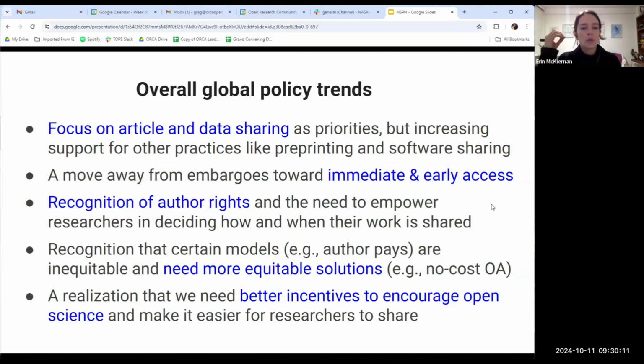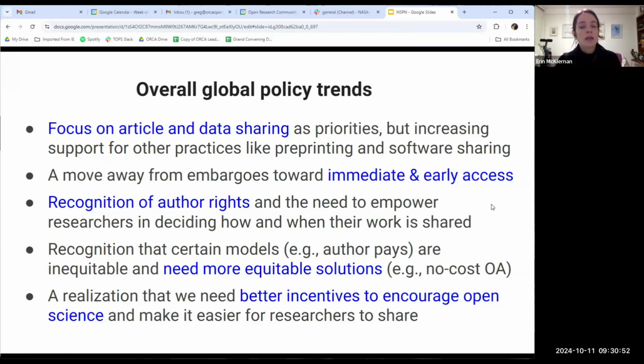So this first one, what we are seeing is a focus particularly on the two areas of open science that we've talked about today. So open access or article sharing and open data or data sharing. So those seem to be the top priorities, and that does make sense in terms of providing that access to information. But we're also seeing increasing support for other practices like preprinting, which refers to sharing a version of your article before it's formally published in a journal and potentially getting some early feedback, and also code and software sharing. So really a diversity of practices that are getting included in those open science policies.